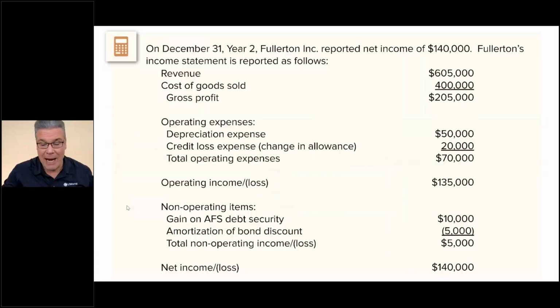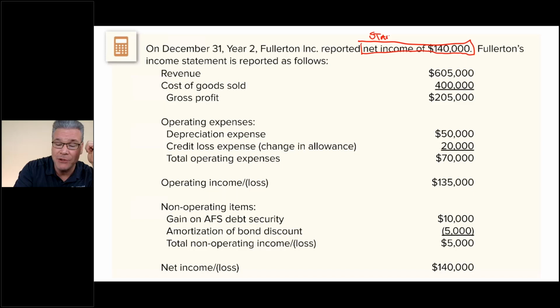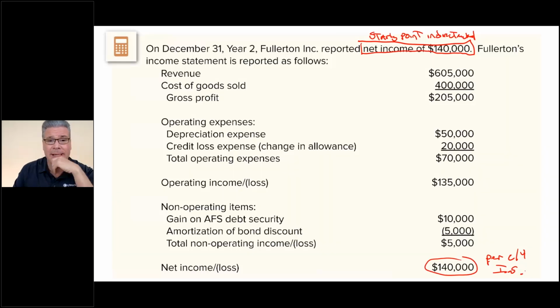So let's practice it. Here we go. You ready? We got net income of $140,000. That is your starting point when you do the indirect method. This 140 is per the current year income statement. If they give you 2 years worth of income statement, folks, make sure you're looking at the current year.